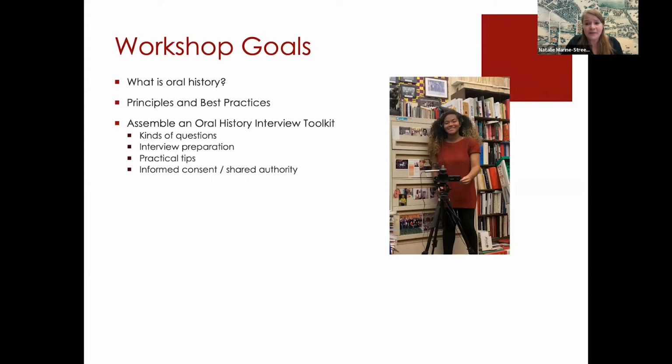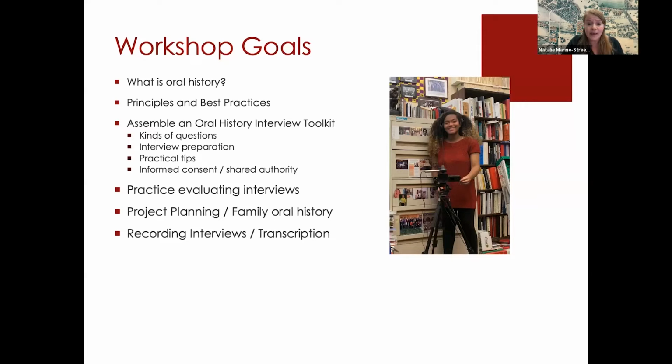We'll be discussing the very important issue of informed consent and the principle of shared authority. And we're going to get some practice evaluating some interviews from my collections that we've assembled here at the Historical Society. We'll talk a little bit about project planning and some words about family history. And if there's time, we'll talk some tips about recording and transcription. And whatever else you have on your mind. At the end, we're going to try to bring people in to conversation so that we can answer some more specific questions if I haven't covered them.